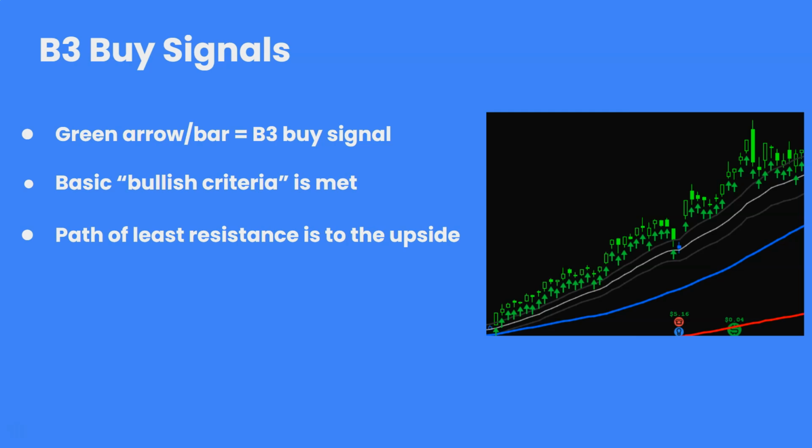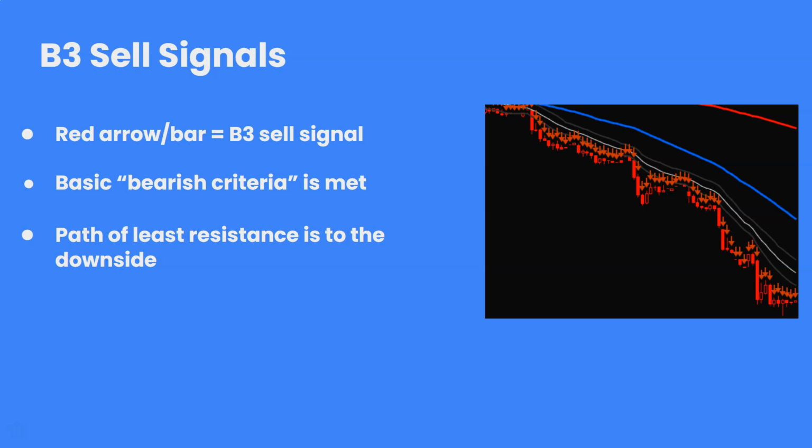The green arrow, green bar, that is your Big 3 buy signal. When that prints, the path of least resistance is to the upside. And the red candle, red arrow, that is your Big 3 sell signal. When that prints, the basic bearish criteria has been met, making for a path of least resistance to the downside.